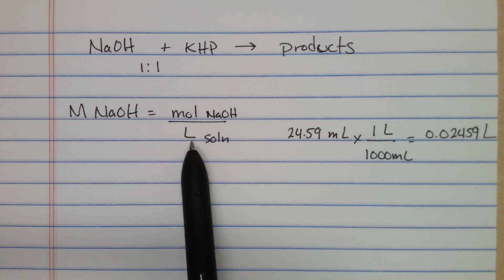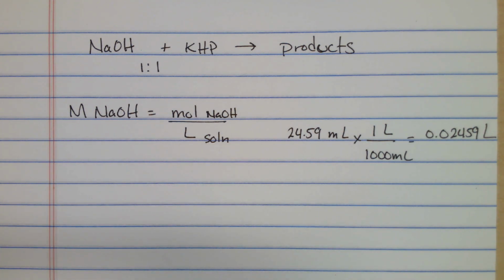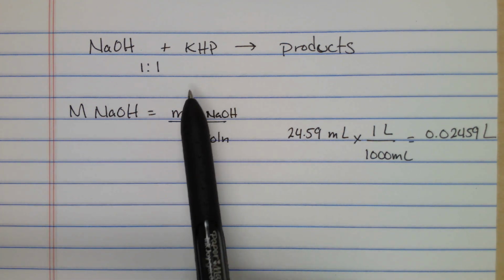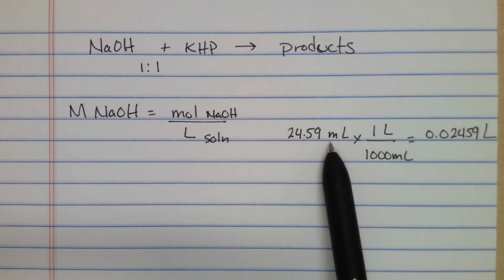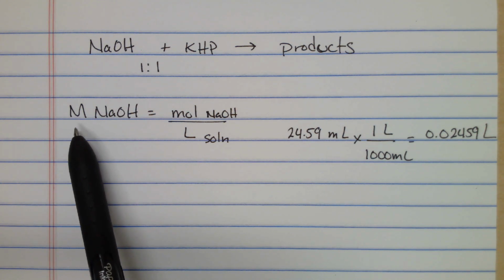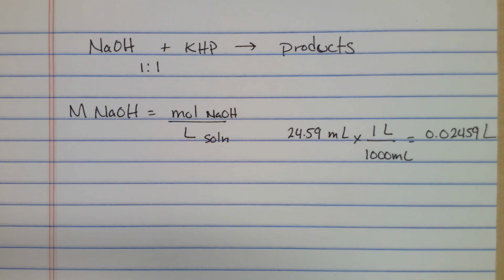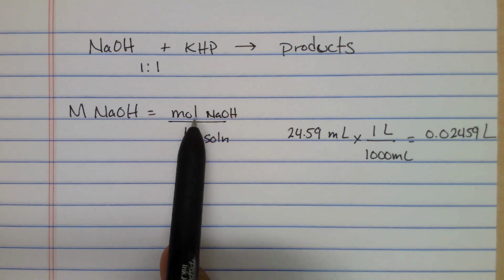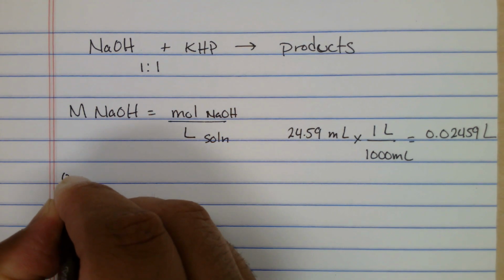And so we want to fill in these blanks here. Now we already know one of them, the liters of solution. This is the amount of sodium hydroxide it takes to neutralize the KHP. So this is the volume, the 24.59 milliliters. Since we're dealing with molarity, we want to get this in units of liters. So that's what I do right here. So the next thing we'll do is find out, okay, in this volume of sodium hydroxide, how many moles of sodium hydroxide are present.